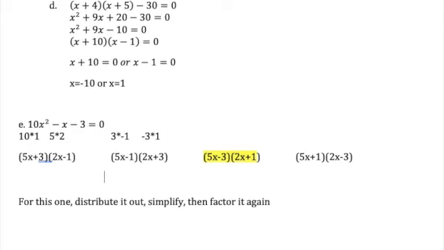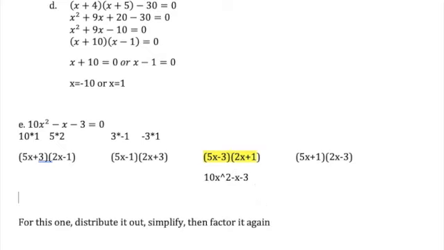If I do that one, I'll get 10x squared plus 5x minus 6x minus 3. There we go. And that'll turn into just minus x. So that's my winner. So then, to solve it, I have to take each piece and set it equal to 0. So 5x minus 3 equals 0, or 2x plus 1 equals 0.